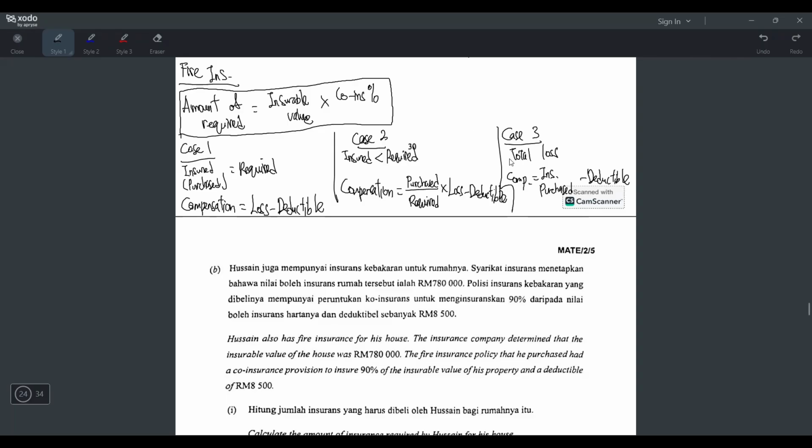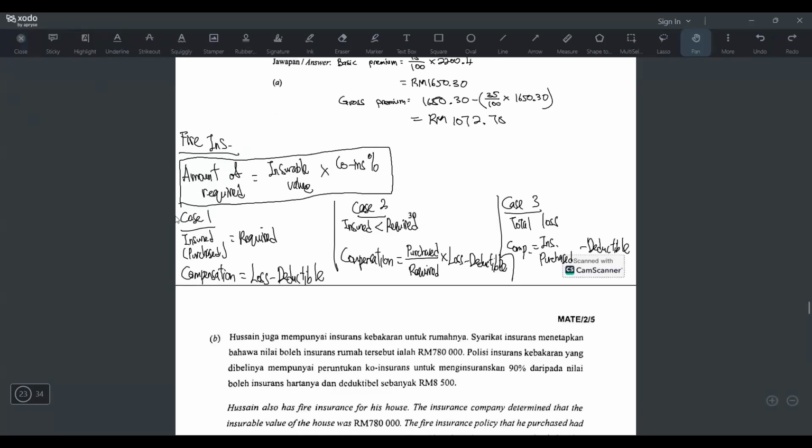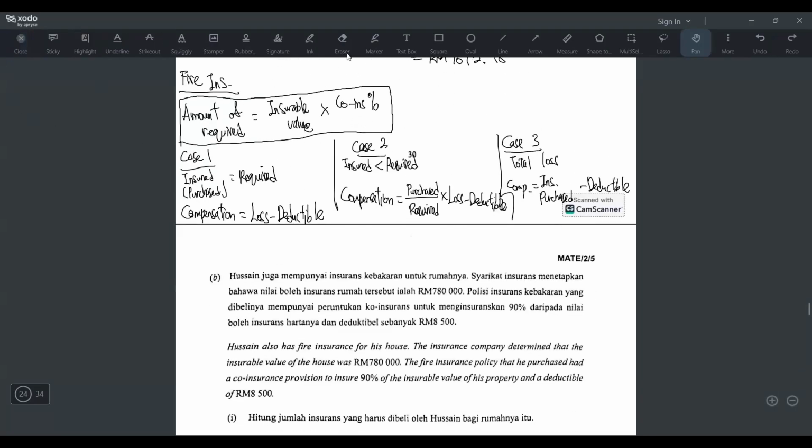Because it's total loss, it's very pitiful already. So we don't care whether the purchase value is less than required or equal. We just take how much he purchased minus the deductible, then that's enough, right? Okay, so this is my note for you for fire insurance.